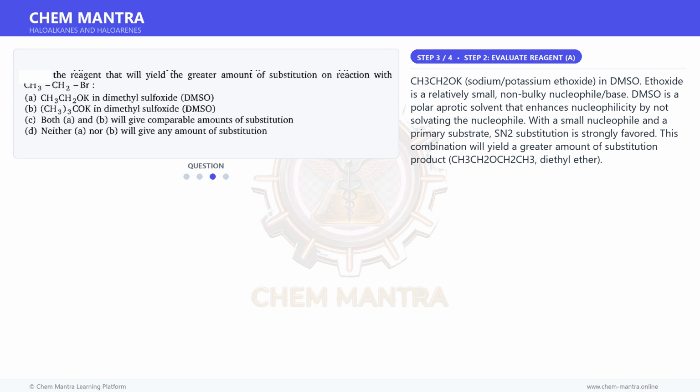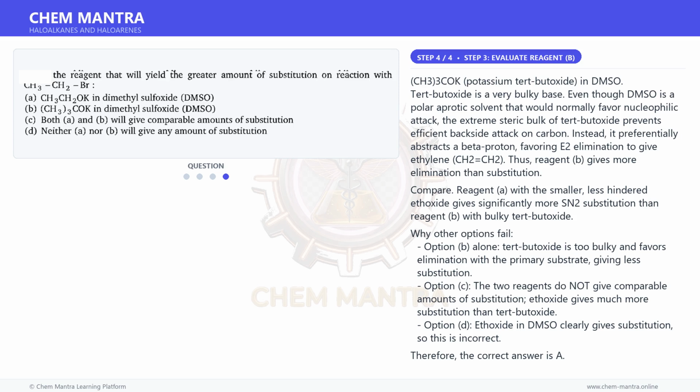CH3CH2OCH2CH3, diethyl ether. And for the final step, (CH3)3COK, potassium tert-butoxide, in DMSO. Tert-butoxide is a very bulky base. Even though DMSO is a polar aprotic solvent that would normally favor nucleophilic attack, the extreme steric bulk of tert-butoxide prevents efficient backside attack on carbon.